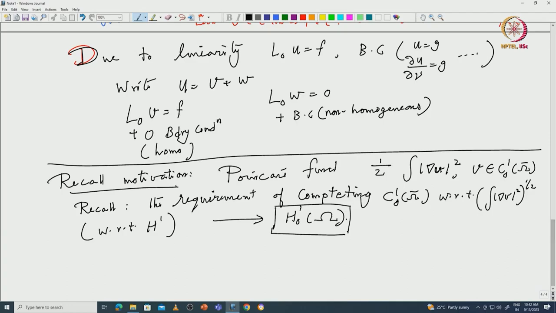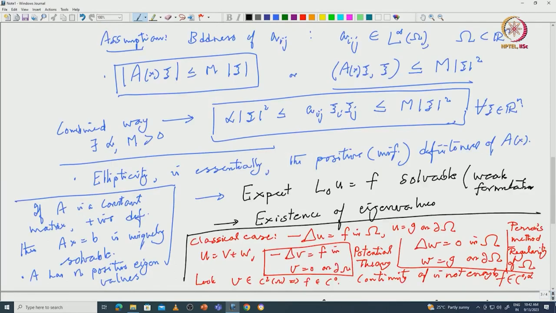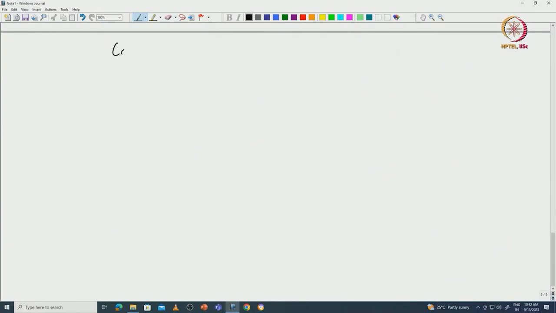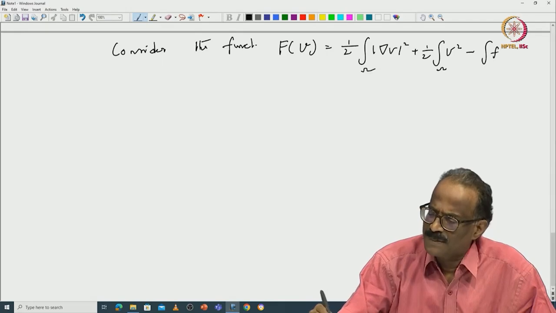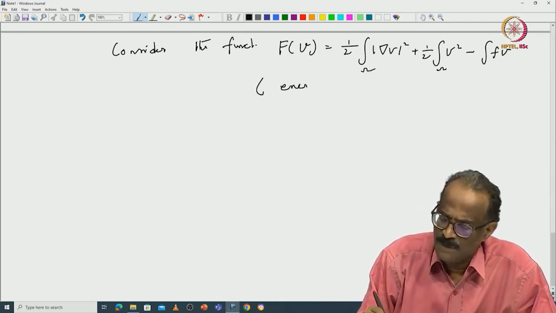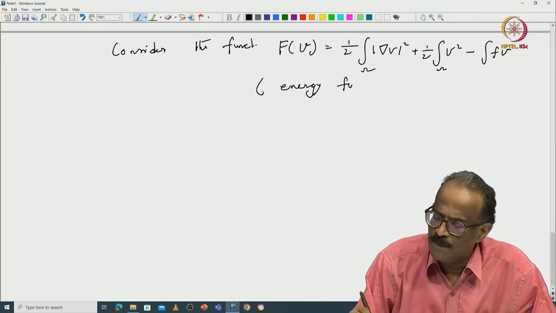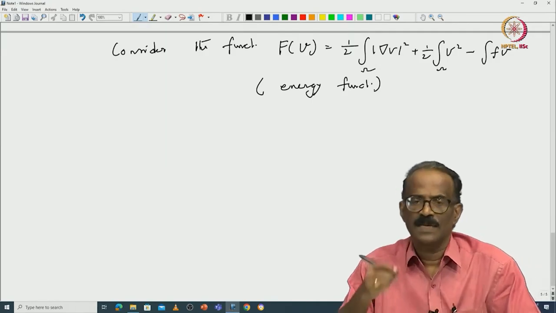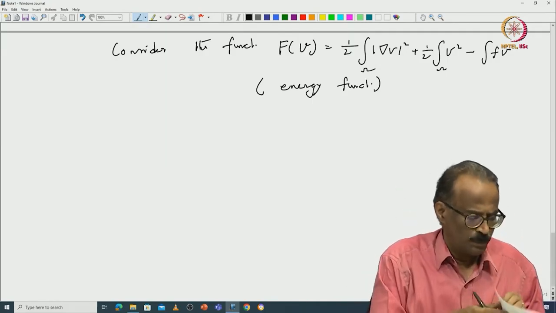So let us consider a slightly more general functional, half of integral grad v square plus half of integral v square, over omega. This is the energy functional. For example, if you study an elasticity system, you will see that this is a strain energy functional in applications. Such energy functionals or cost functionals will all be coming to you.